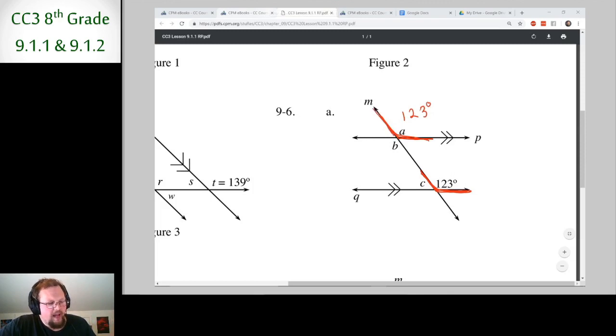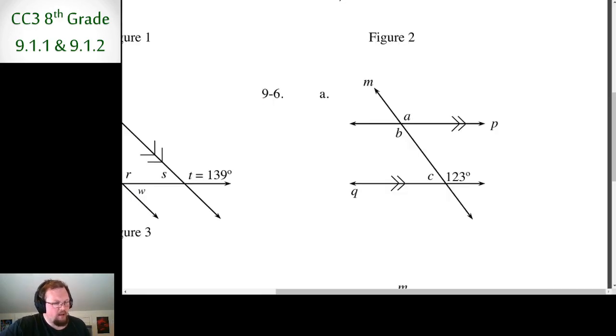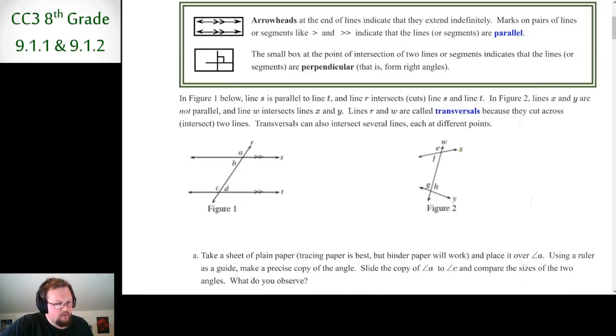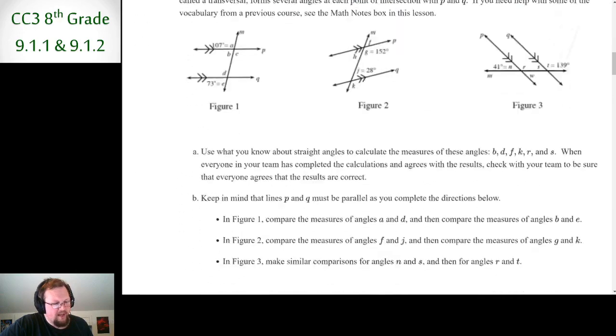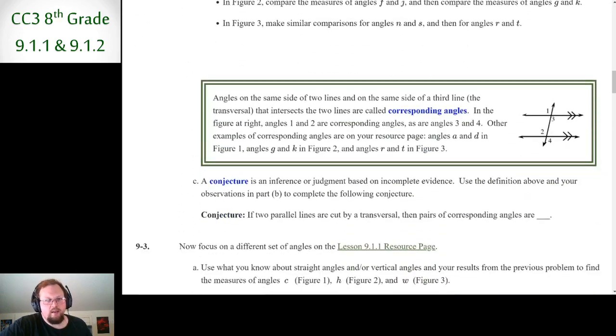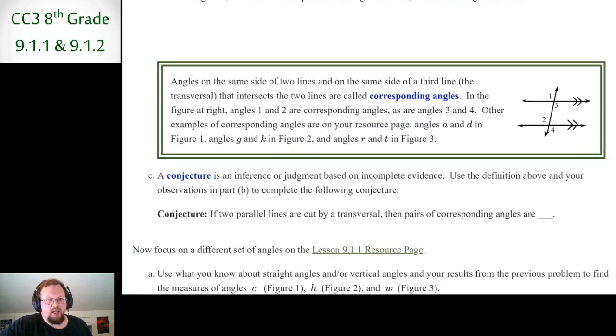These two angles have a name. When you're looking at an angle that is in the same spot on a shape, like that, it is what is called a corresponding angle. And there is a bit of definition here. They are on the same side of the line, meaning in this example, angles 1 and 2 are corresponding because they are both on the top left side, and angles 3 and 4 are both corresponding because they are on the bottom right side. So keep that in mind.